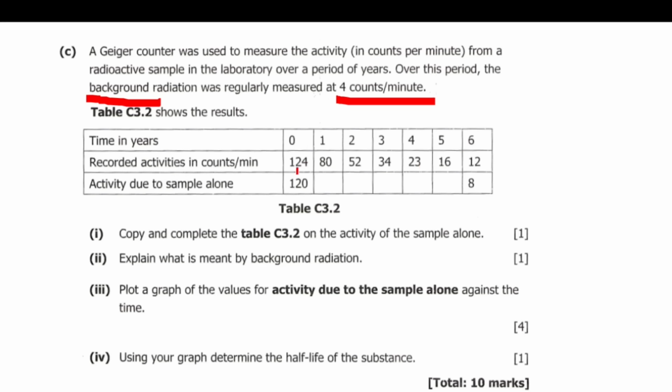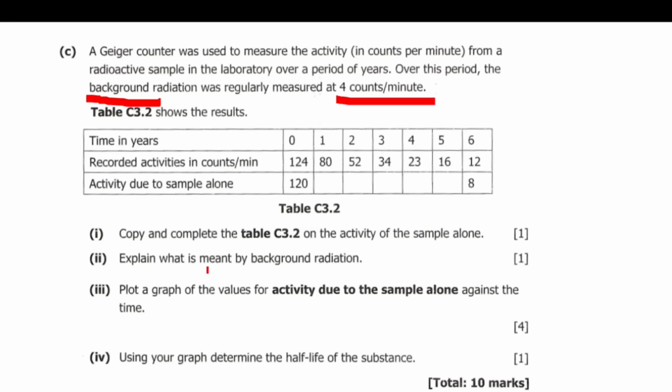So here they said 124 minus 4, they go to 120. So you do the same here. Minus 4 you put here, minus 4 you put here, and so on, minus 4 each time. Then they say copy and complete the table on the activity of the sample alone.